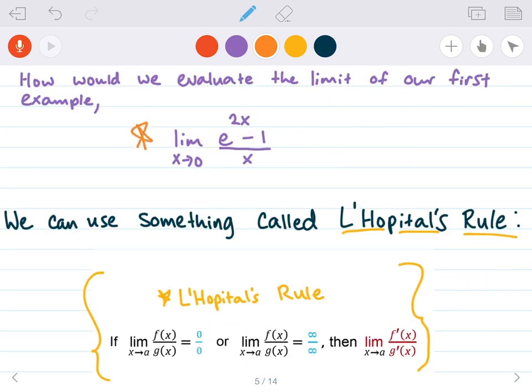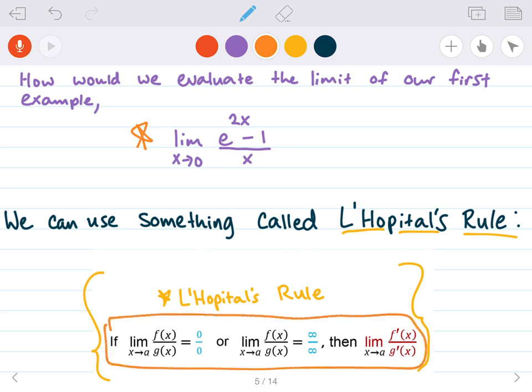So this was our first example. We wanted to take the limit as x goes to 0 of e to the 2x minus 1 over x. And I have been mentioning L'Hopital's rule, and this is what it is formally. Basically, you take the limit of a quotient of functions, and if you plug in a and you get 0 over 0, or you plug in a and get infinity over infinity, then you can take the derivative of the top and the derivative of the bottom. And once you do that, you can plug in a and evaluate.